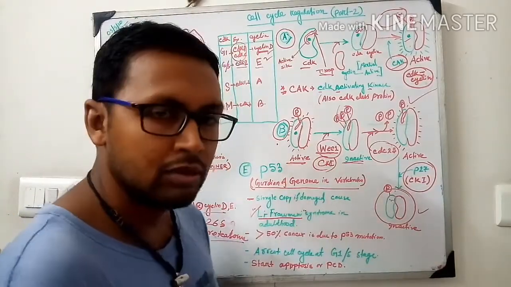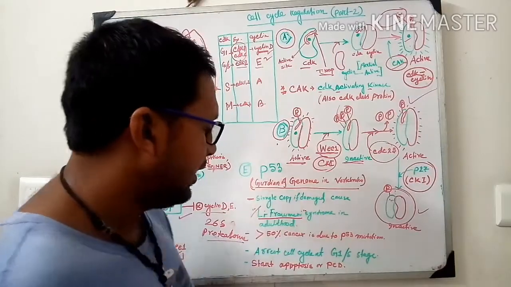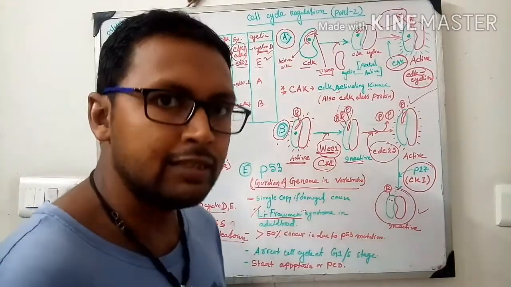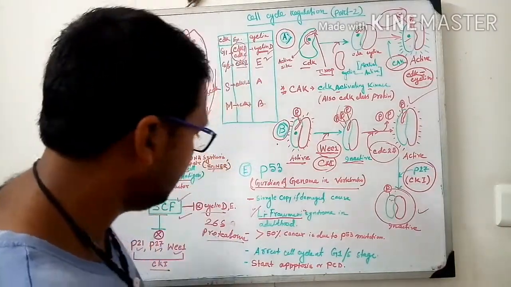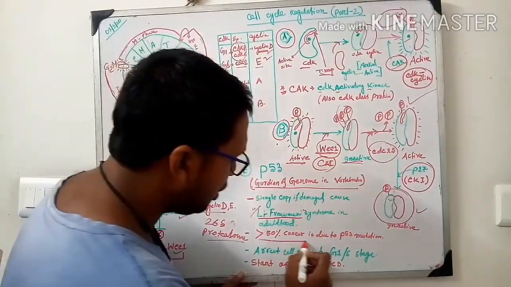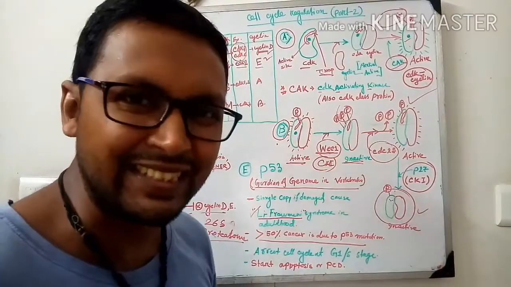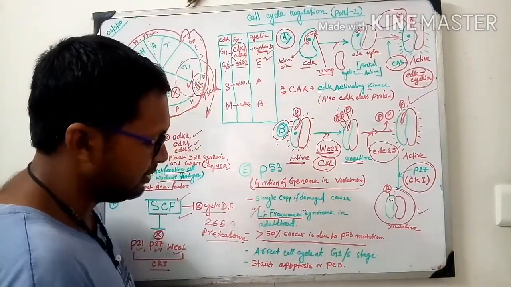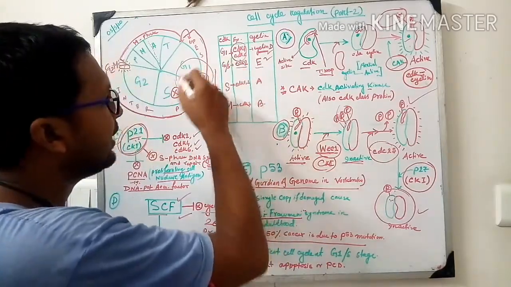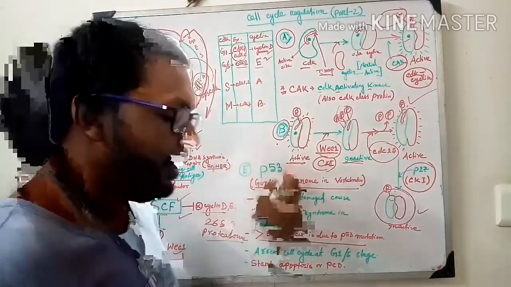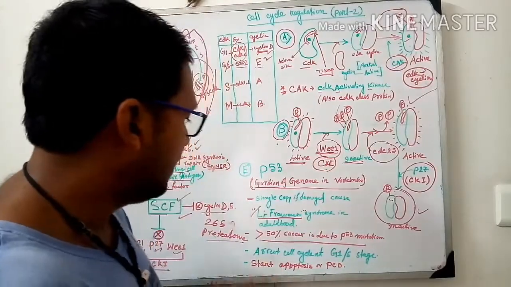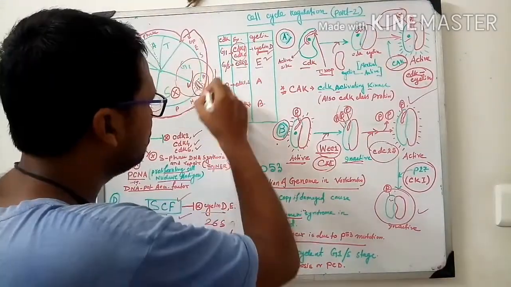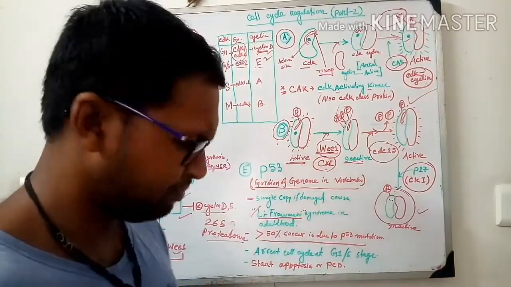If a single copy is mutated, it causes Li-Fraumeni disease, and in adulthood there are multiple tumors. In human beings, more than 50% of cancers are due to P53 mutation. What is the function? It arrests the cell cycle at the G1/S region. It starts apoptosis, and if DNA damage occurs, it stops the cell cycle at the G1/S region.